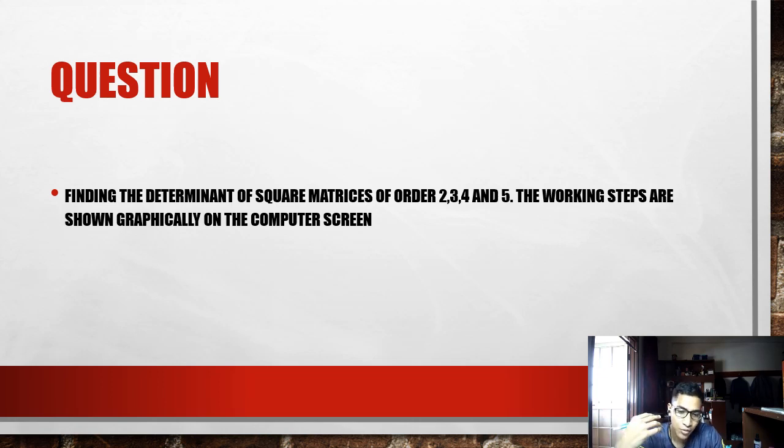So I need to find it in order 2, 3, 4, 5. Order 2 means the matrix is 2 times 2, because it is a square matrix, where rows equal columns. A 3 order square matrix means 3 rows and 3 columns. The working steps are shown graphically on the computer screen.